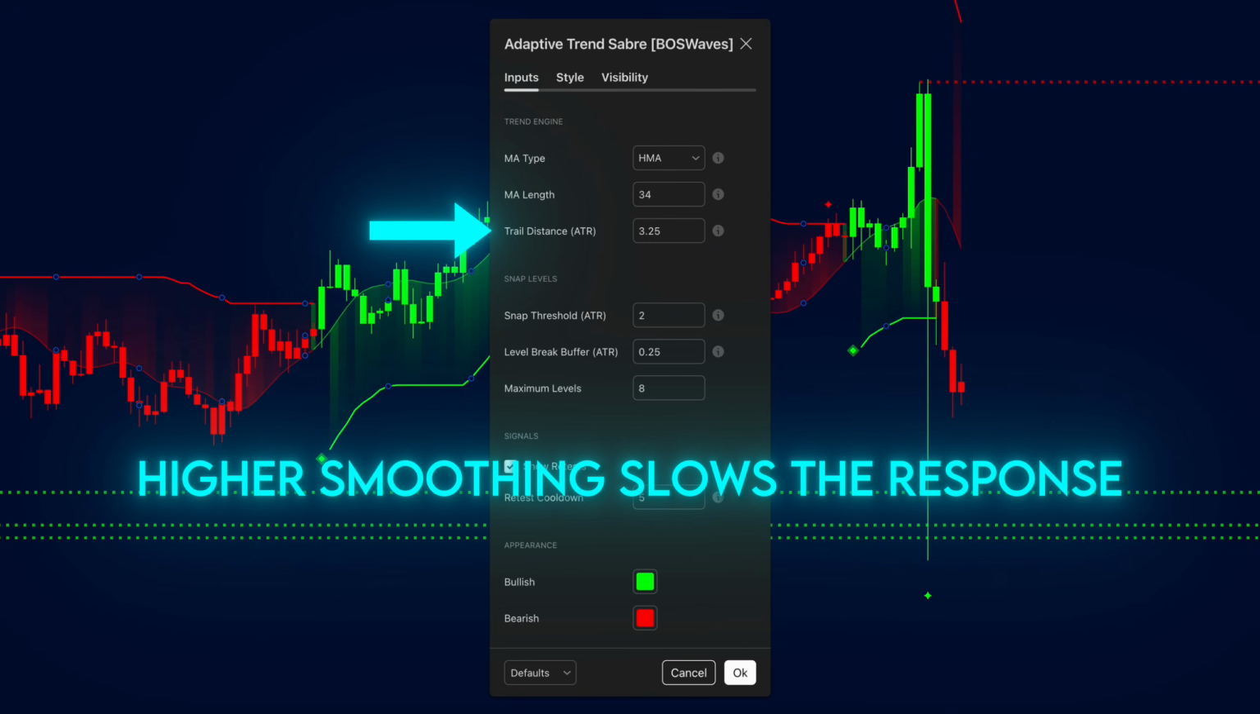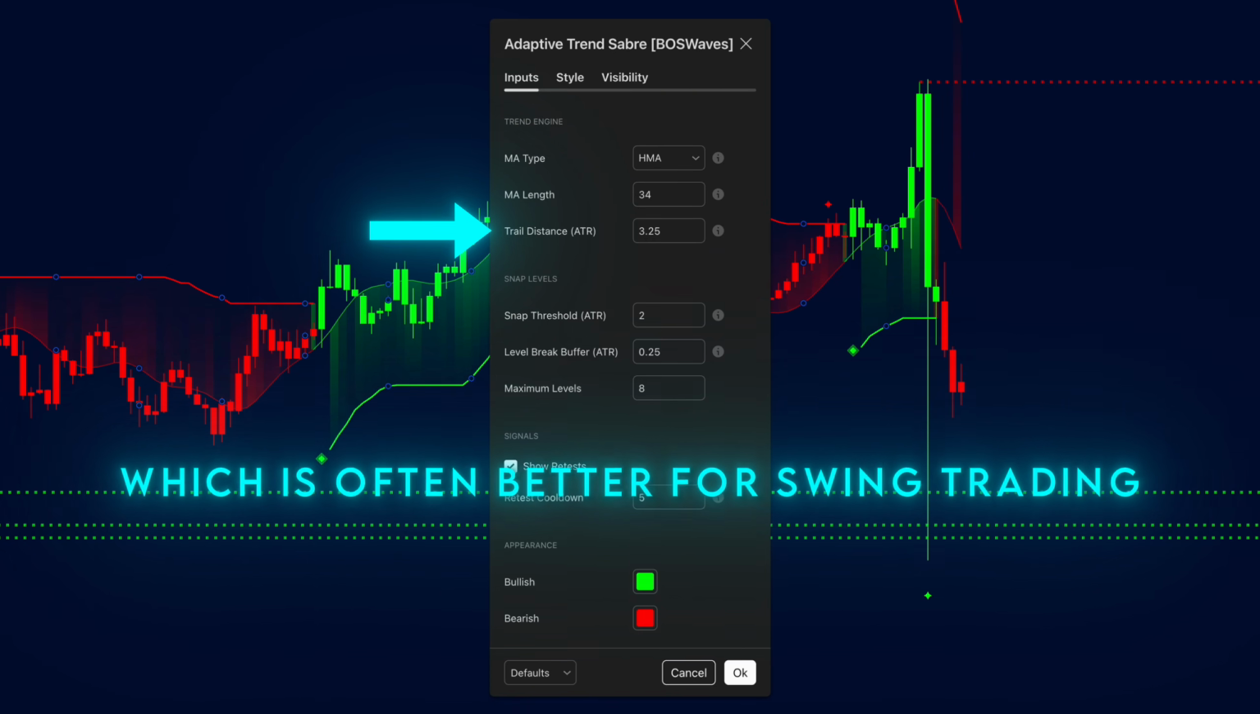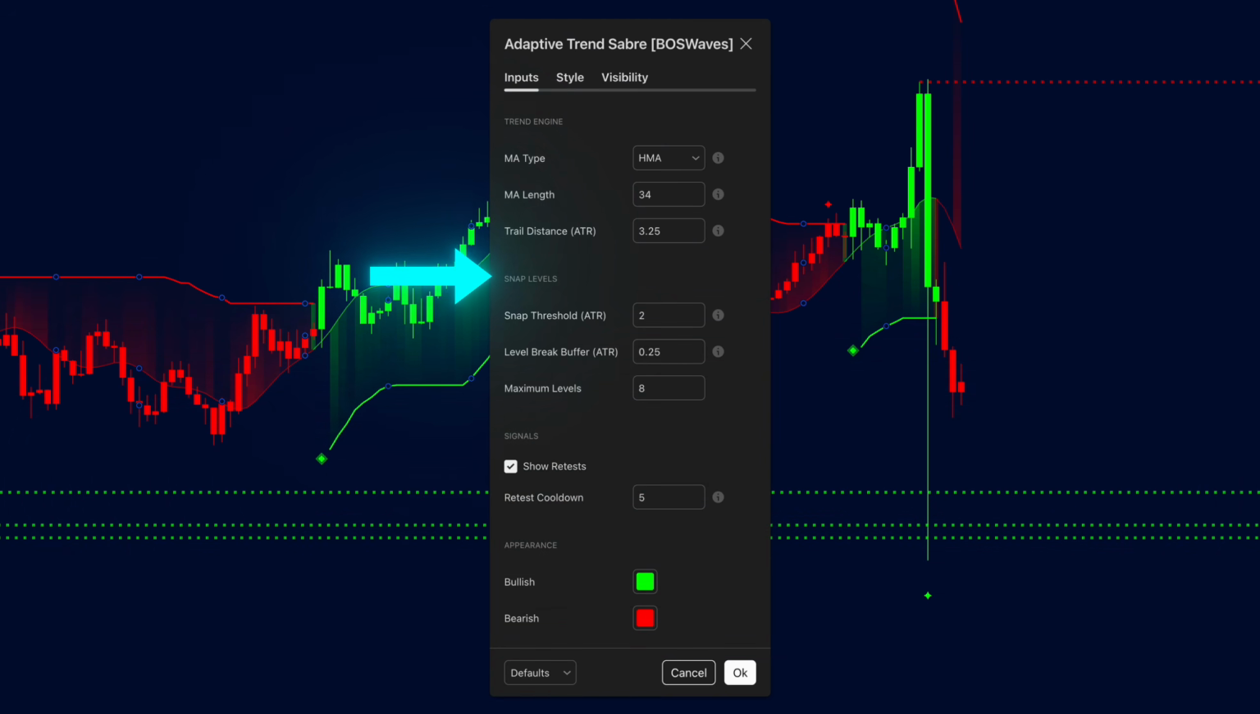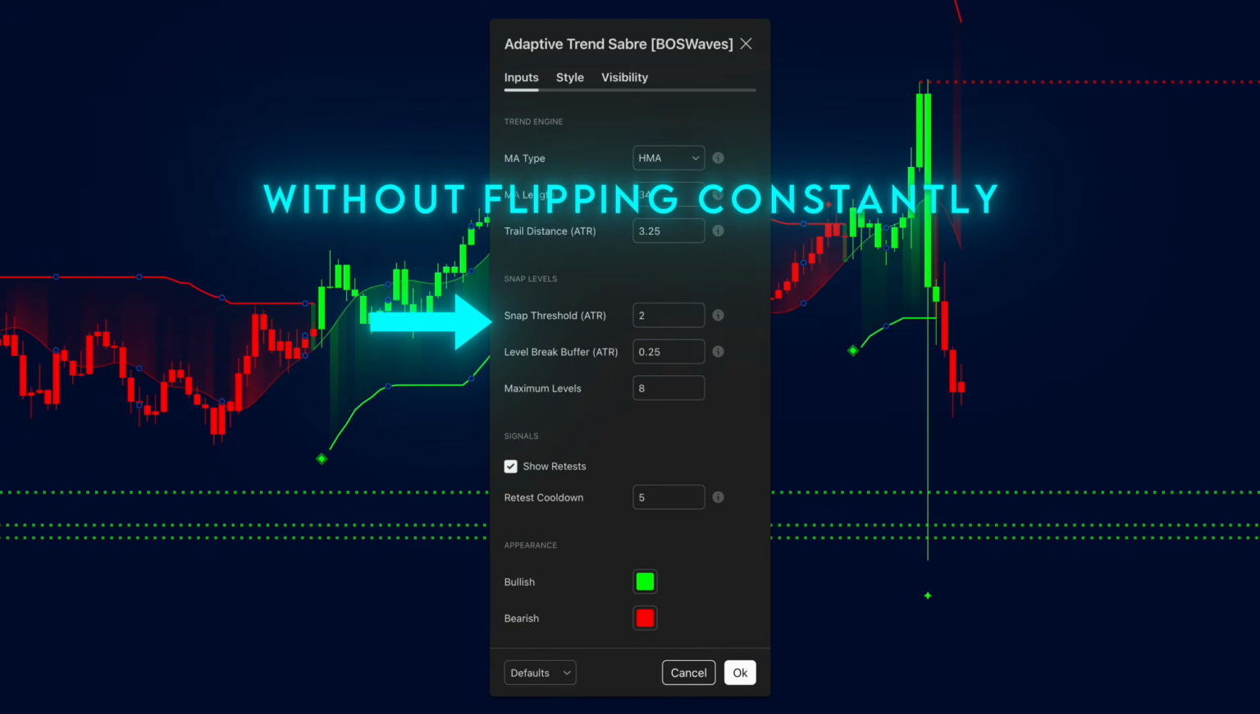Higher smoothing slows the response, filtering out small fluctuations and keeping the line stable during trends, which is often better for swing trading. If you're trading intraday, start with medium sensitivity, so the line reacts reasonably quickly without flipping constantly.